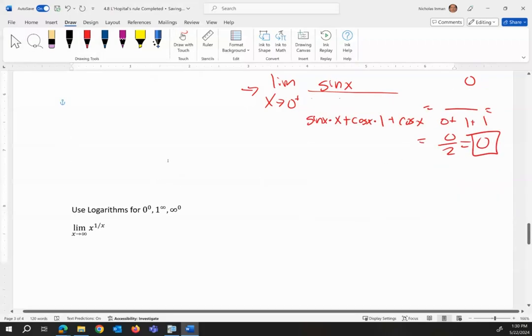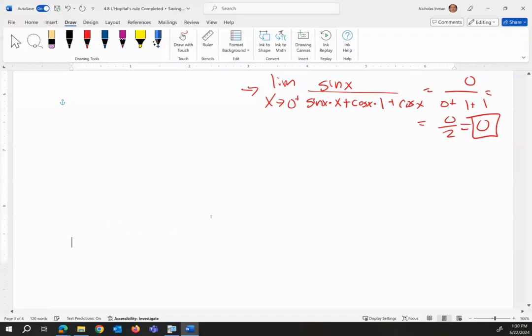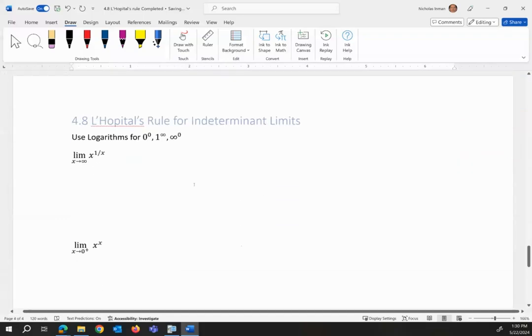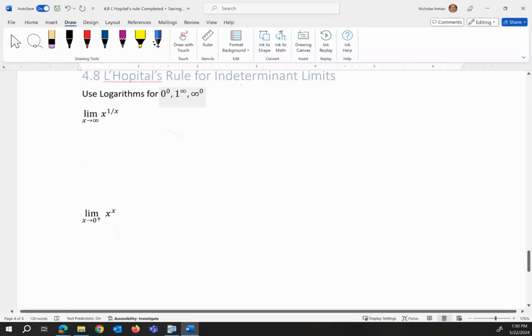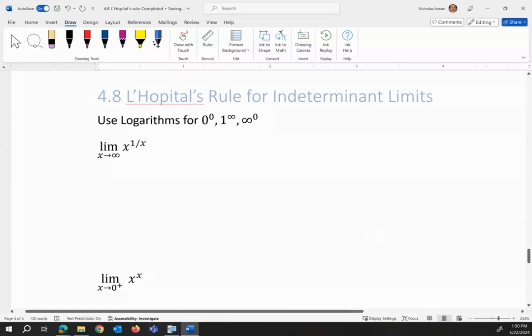All right, next up, last but not least, when you wind up with one of these other weird things, 0 to the power of 0, 1 to the power of infinity, or infinity to the power of 0, we have some different methods. These are also called indeterminate forms, but they're just a little bit harder to figure out.